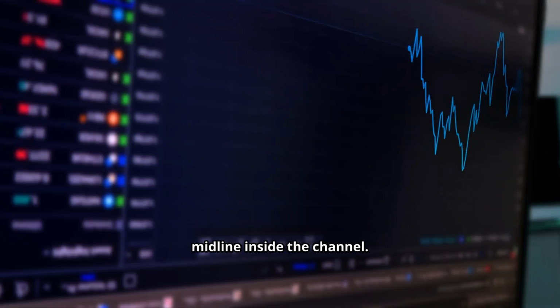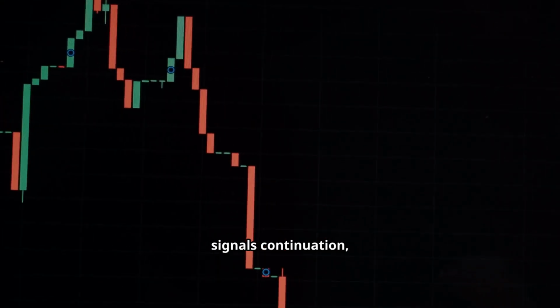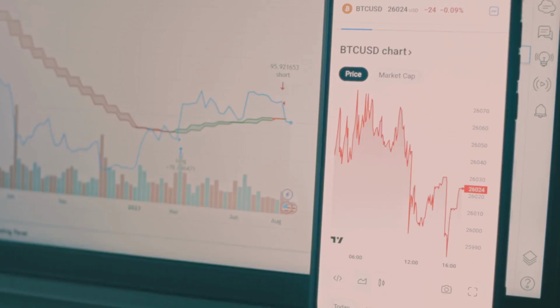You can also draw a midline inside the channel. It often acts like a pivot. Price rejection here signals continuation, while support at the midline can push price higher.